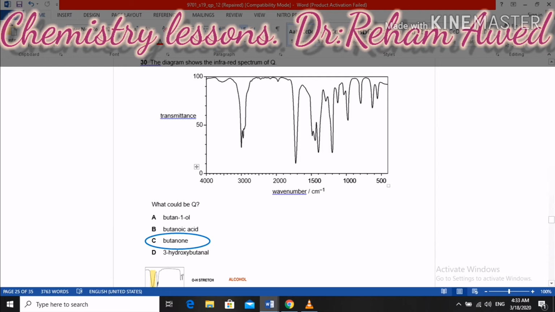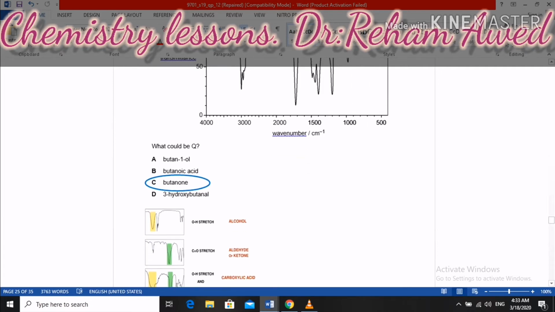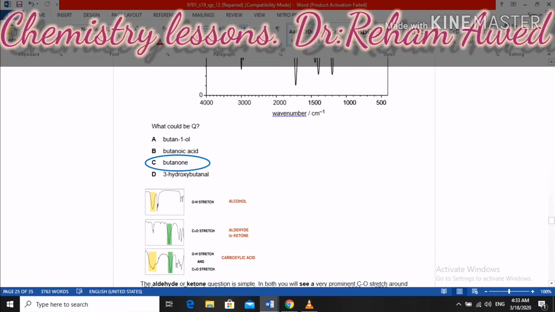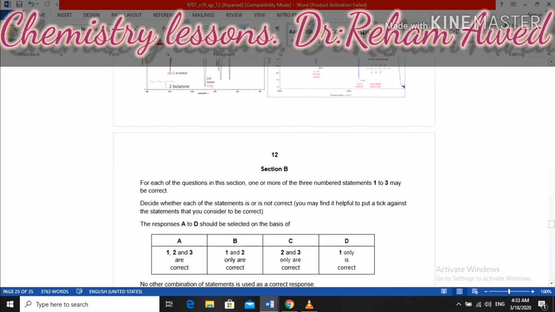So we have butanone, not butanol, as we don't have broad band of alcohol. Not butanoic acid, because we don't have the broad band of carboxylic acid. Not butanal, because we don't have fingerprint of aldehydes. It's okay? Now we will start in section B.